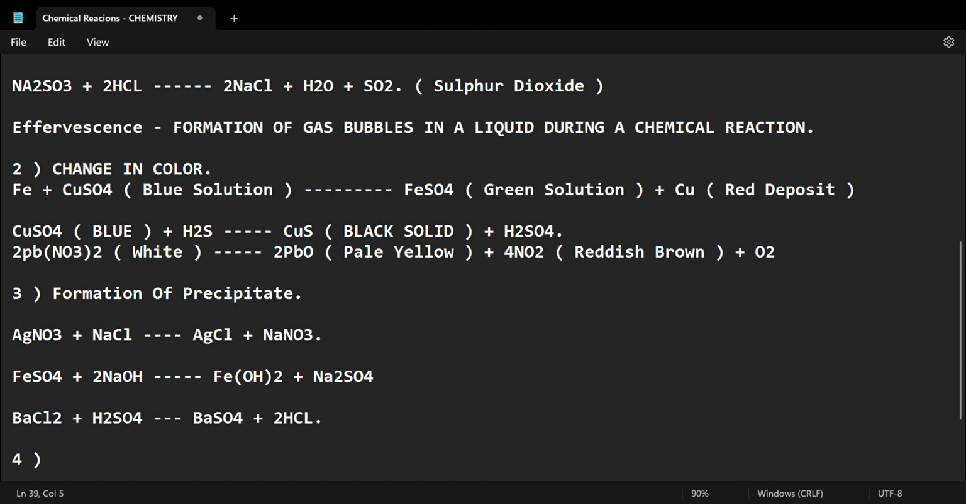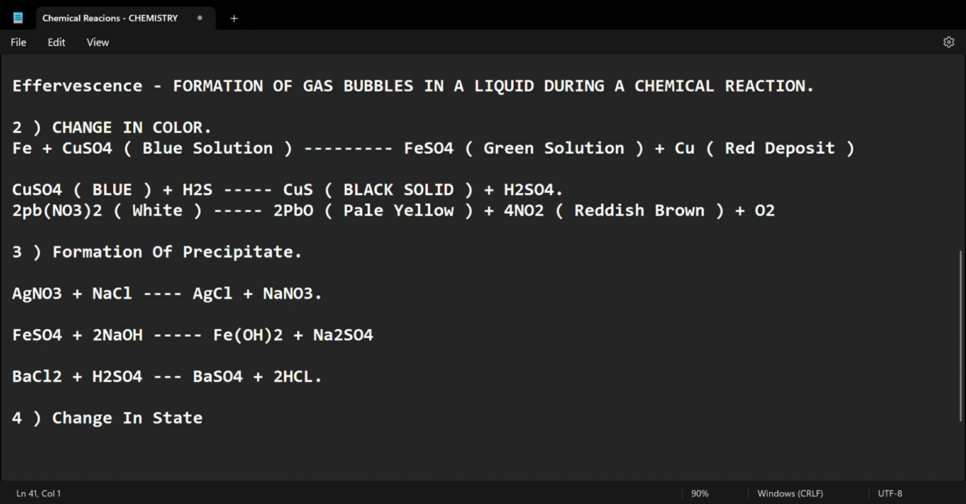So change in state: it is a reaction between hydrogen sulfide and chlorine. Both are gases and produce sulfur, which is a solid, and hydrogen chloride, which is a gas. Two gases combined to form a solid and a gas. So this is a change in state.